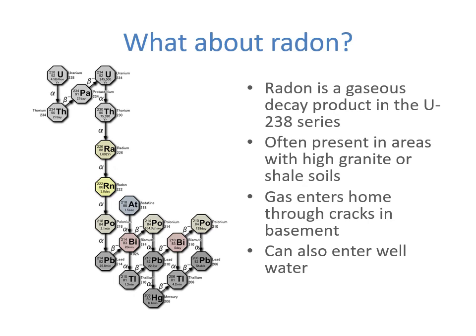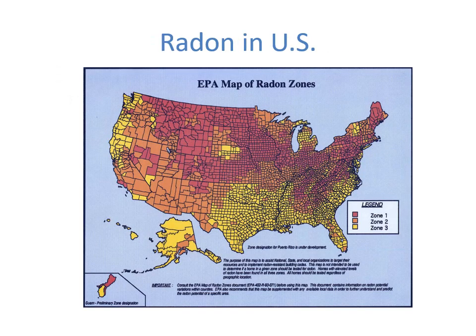Now, radon is often present in areas with high granite or shale soils, and it enters homes through cracks in the basement, and can also enter through well water in a lot of cases, although the cracks in the basement are the principal way one gets exposed most typically, and it's also why the levels in houses are typically highest in the basement. So here's a map of sort of high versus low radon levels.